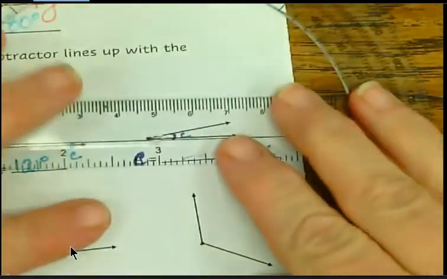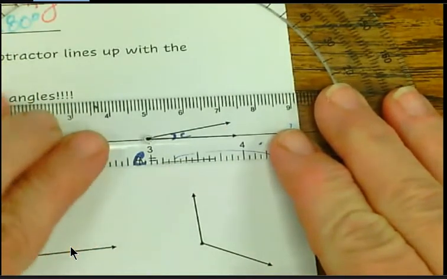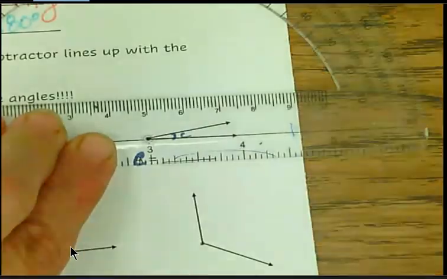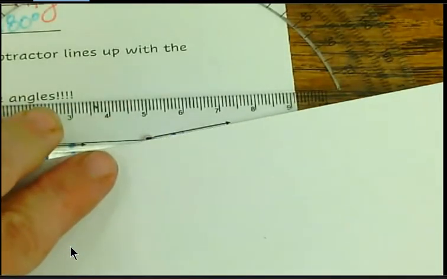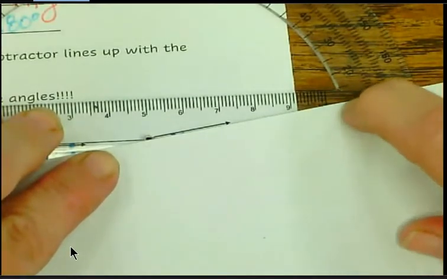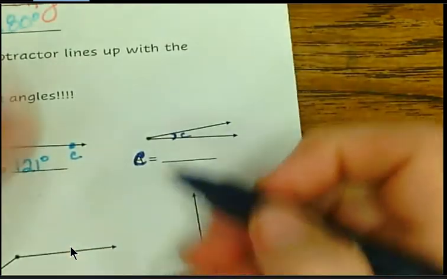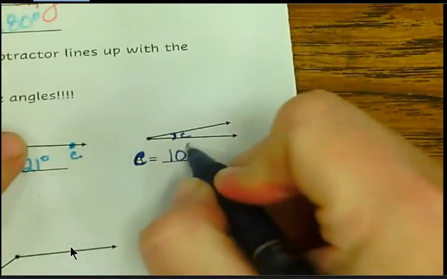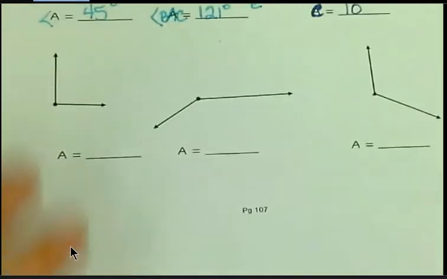So, I'm going to line this up and line the line up with the ray. And then I'm going to do this to give myself a nice clean image. And that goes right through there. It looks like it's 10. This is a 10-degree angle. So this is 10 degrees. Pretty daggum small, huh?